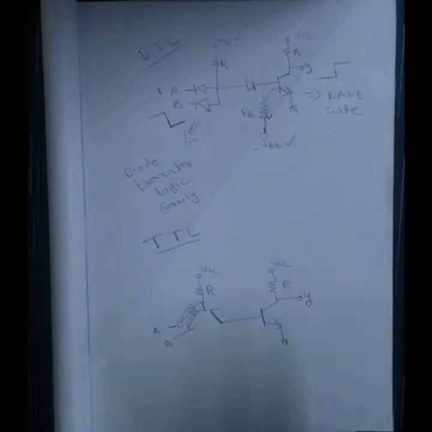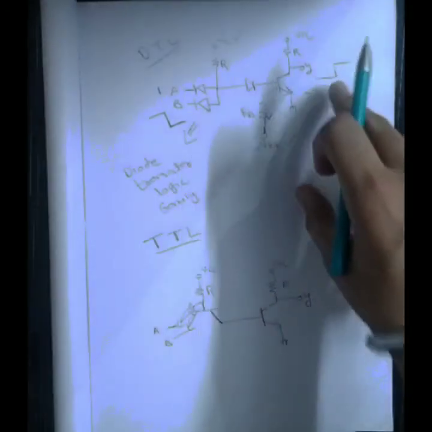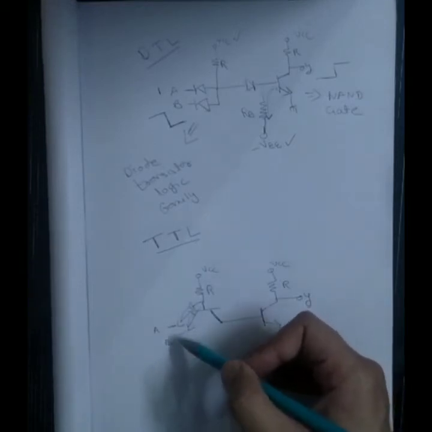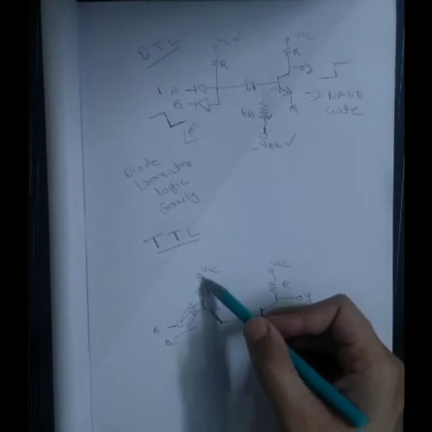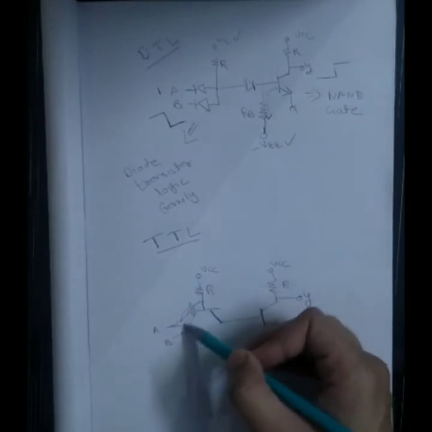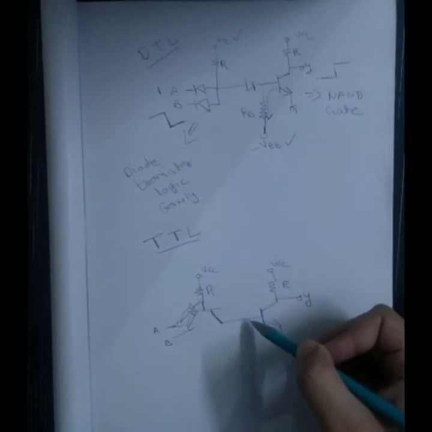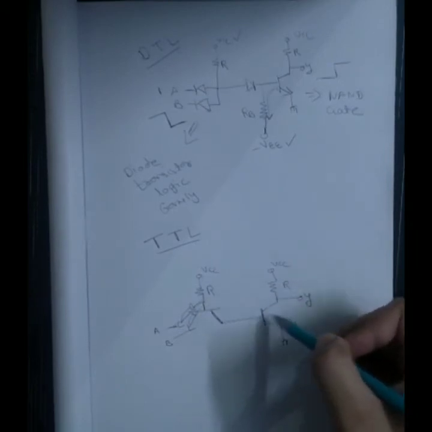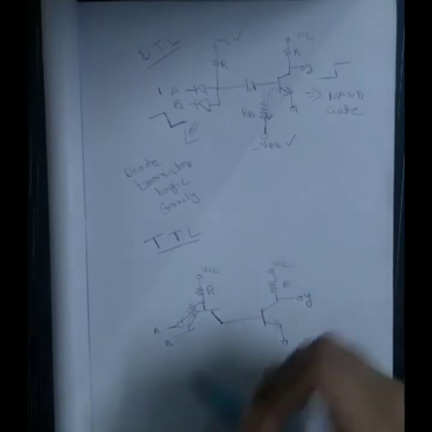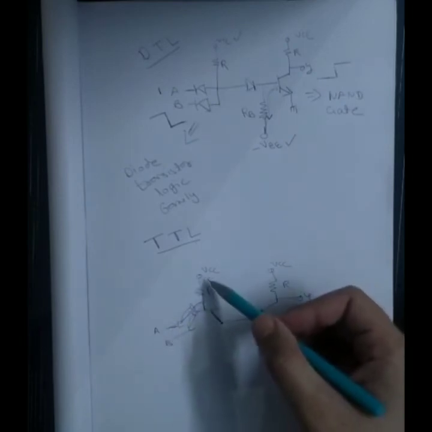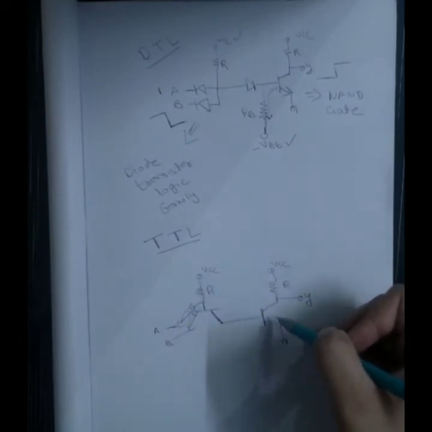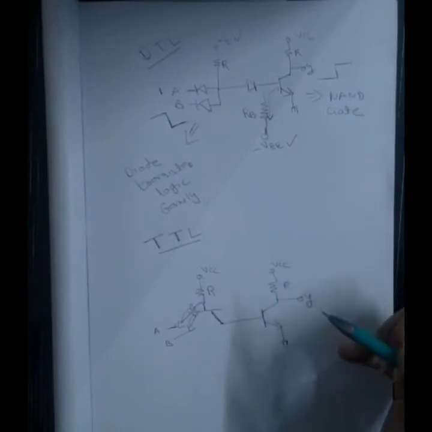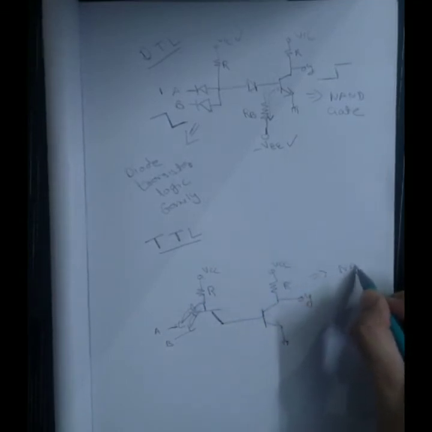Now what is the advantage of this circuit? This circuit is far better than this. Let's discuss how. Now see, if A and B are low, right, the current which will come from here will totally flow through this path, and there is no current flowing through this part. And if there is no current flowing through this part, transistor will be cut off and then Y will be high. And if both inputs are 1, the current will flow this side, and this transistor goes to saturation, and Y will be logic 0. So this is a NAND gate.